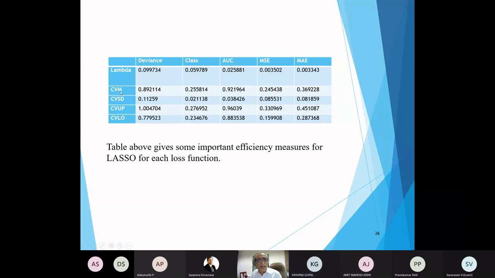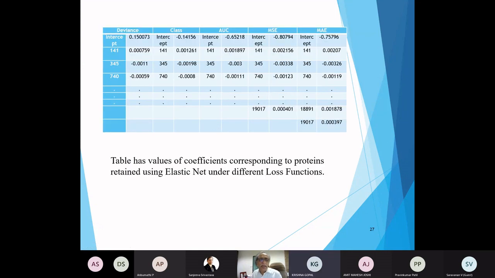This is the cross-validation mean value of the corresponding loss function deviance. This is the cross-validation standard deviation value. This is the cross-validation upper limit. This is the cross-validation lower limit. Okay, and there are some important efficiency measures for LASSO for each loss function. And then again, this table has the coefficient values corresponding to proteins obtained using the elastic net under different loss functions.